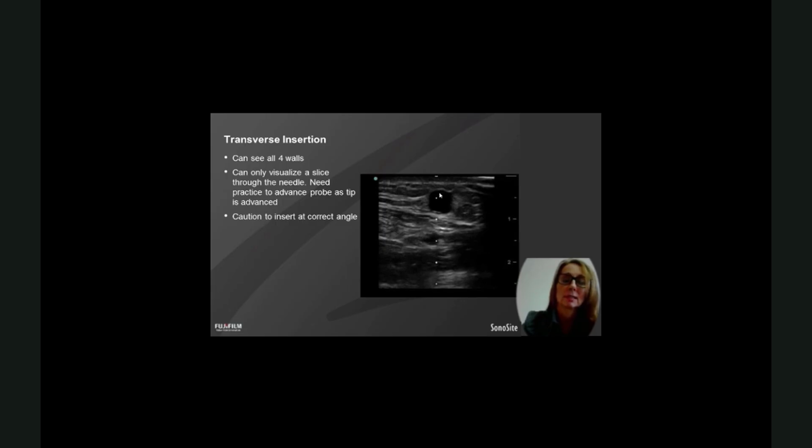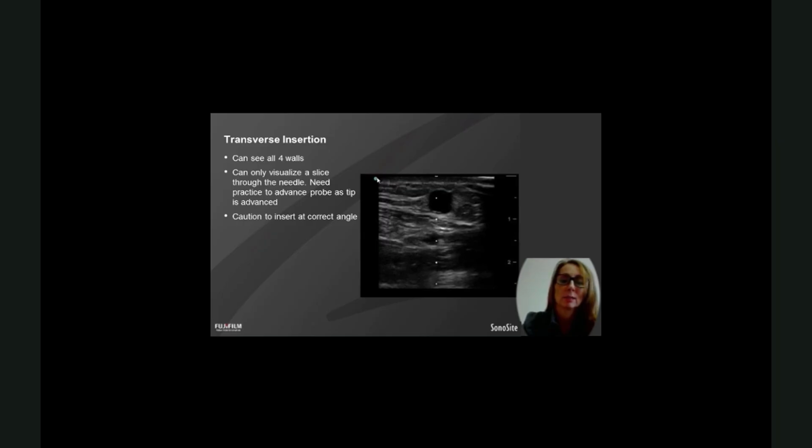So it is possible to accidentally be imaging the shaft of the needle and the tip is already in the bottom. So you need to be very careful and get lots of practice and get some skill in making sure that you at all times keep your eye on the tip of the needle, not the shaft. Also be very cautious to insert at the correct angle. So have your marker the right side to your probe.